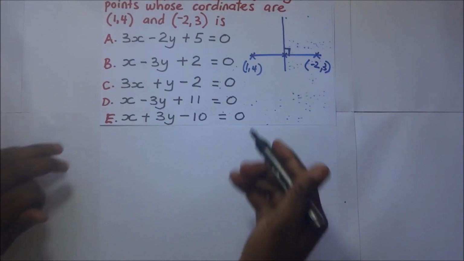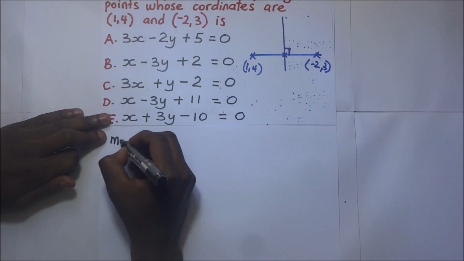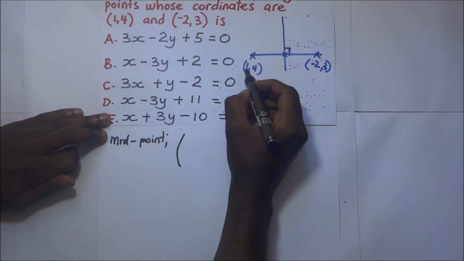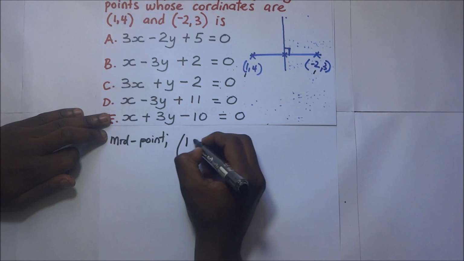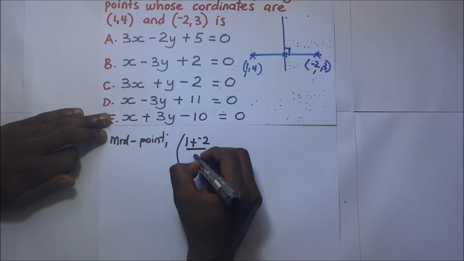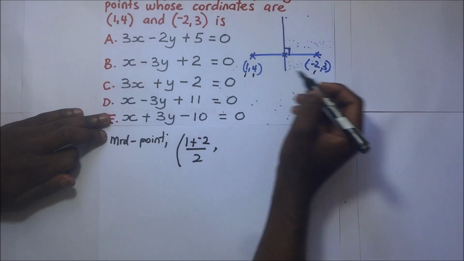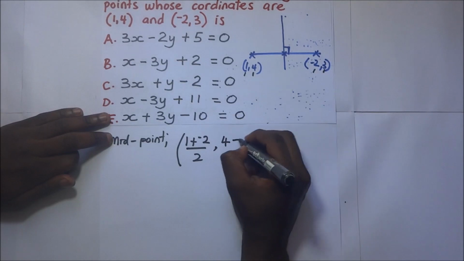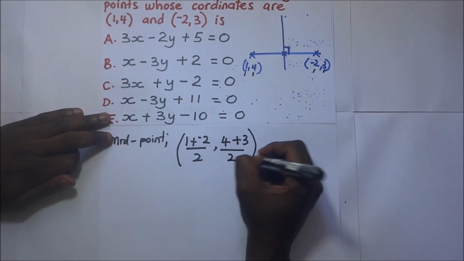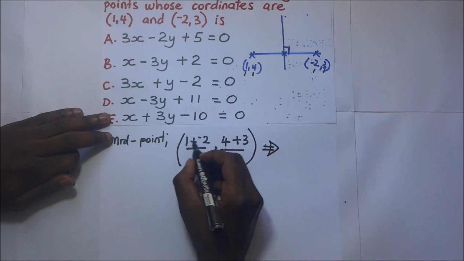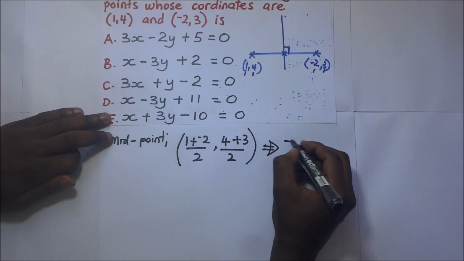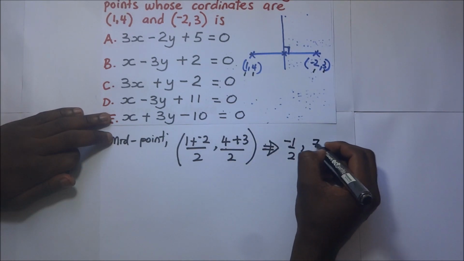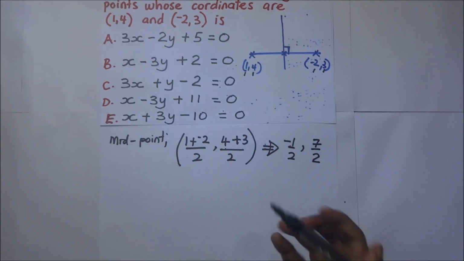So to start it off, let's first find the midpoint of this line. So the midpoint here is going to become x1 plus x2 divided by 2. So it's going to be 1 plus negative 2 divided by 2, comma, then we have y1 plus y2 divided by 2. So y1 is 4 plus 3, divide that by 2. And definitely that is going to end up giving us 1 minus 2, which is negative a half, comma, this is 4 plus 3, which is 7 over 2. So this is the midpoint.